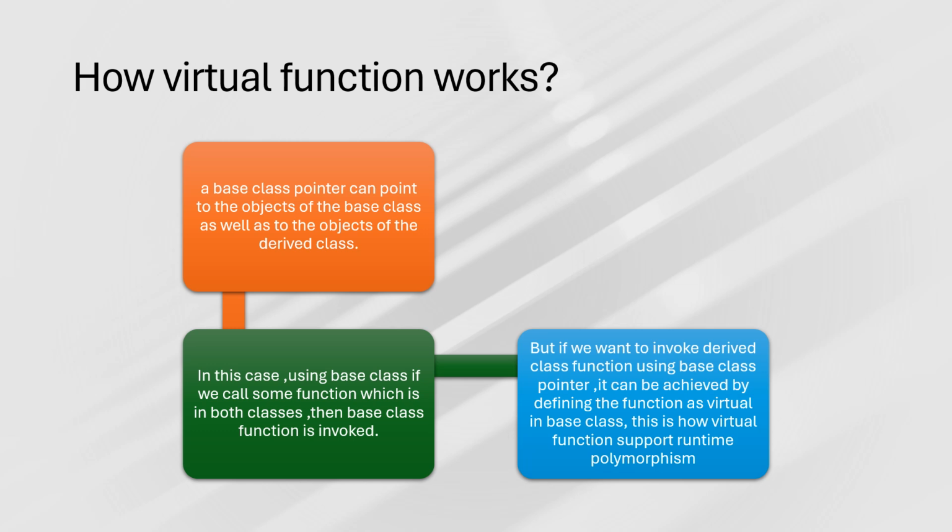But if you want to invoke the derived class function using a base class pointer, it can be done by defining the function as virtual in the base class. This is how a virtual function supports runtime polymorphism. Suppose we have to invoke some function in the derived class; this can be done only through the base class pointer, provided the function is virtual in the base class.